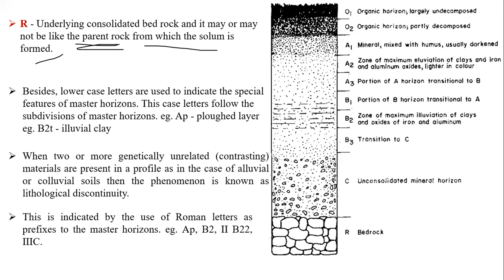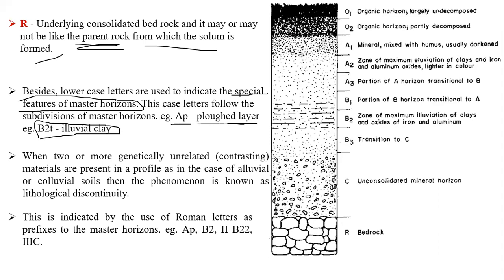So overall, students, these are the master horizons like O, A, B. In that we have seen the sub horizons, everything. But there are some peculiar cases. Say, for example, if you are plowing one particular land, that particular horizon will give some peculiar features. So we will represent these with lowercase letters. With the lowercase letters, you indicate special features of the master horizon. Mostly, if it is Ap, it is a plow layer. If it is Bt, it is called an illuvial clay layer. So these are some separate subdivisions that will be denoted.